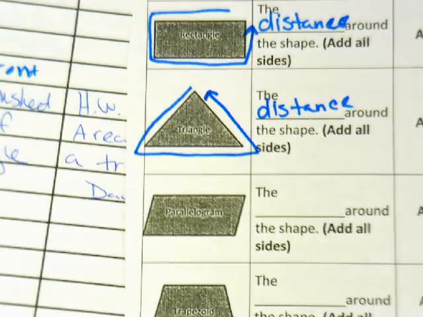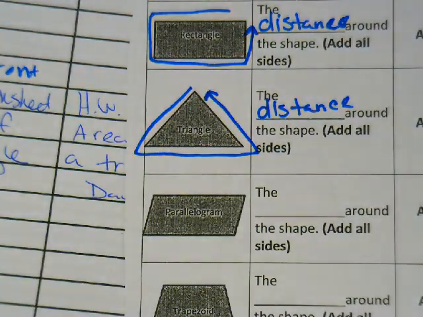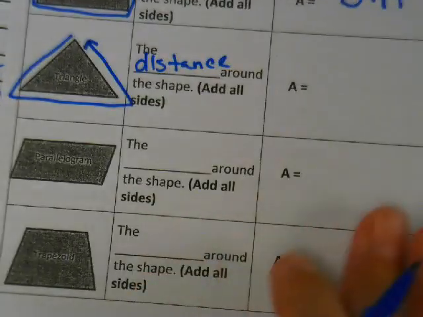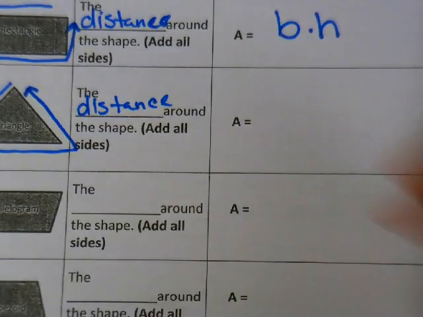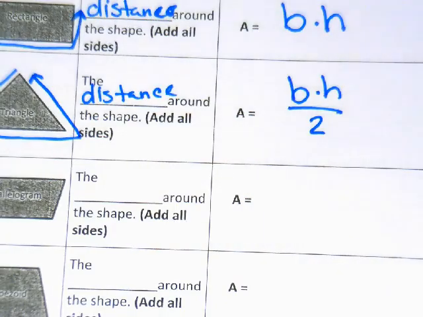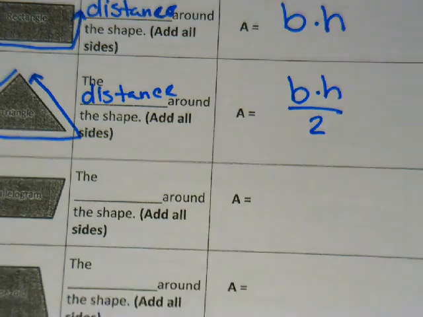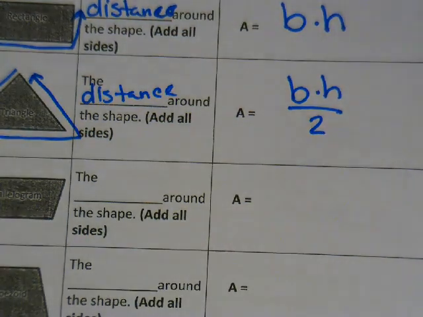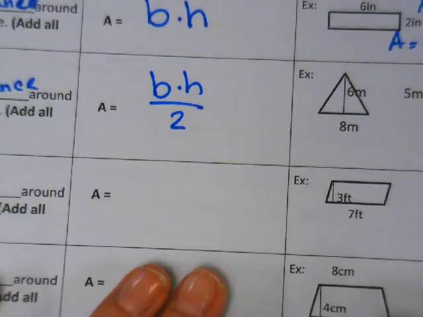Now, what is the formula for the area of a triangle? Yes, what's the number one thing kids forget to do? Divide by 2. Yeah, divide by 2. It's base times height divided by 2. All right, we have 2 problems to do here.